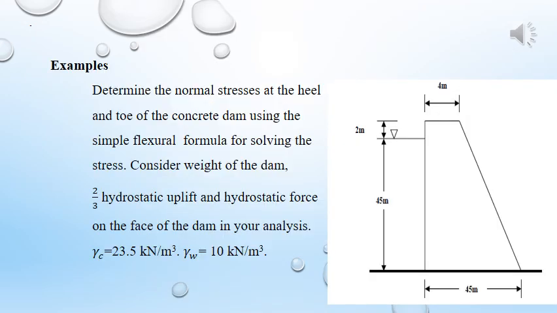So this is another example. The dam is trapezoidal in form, with a width of 4 meters at the top and 45 meters at the bottom, and the depth of water is 45 meters with 2 meters free board. Now find the stresses at the heel and the toe by considering only the weight of the dam and uplift pressure. The uplift pressure intensity is taken as 2/3 of the hydrostatic pressure, and gamma C and gamma W are given.